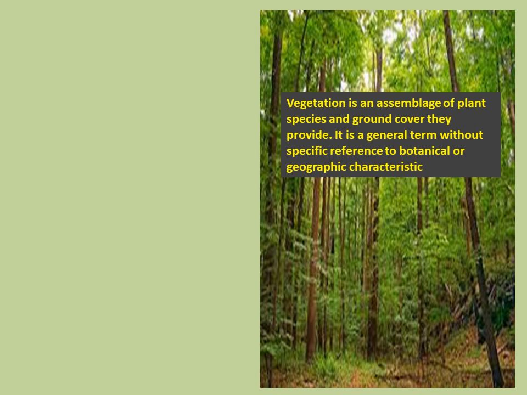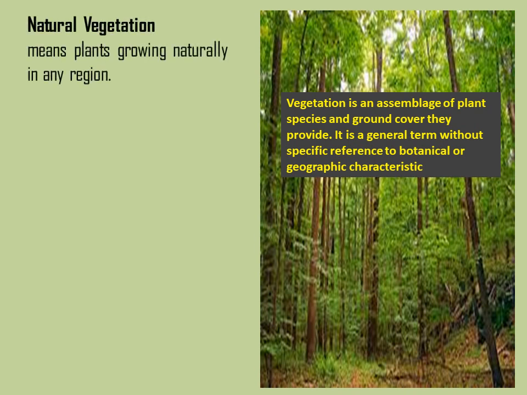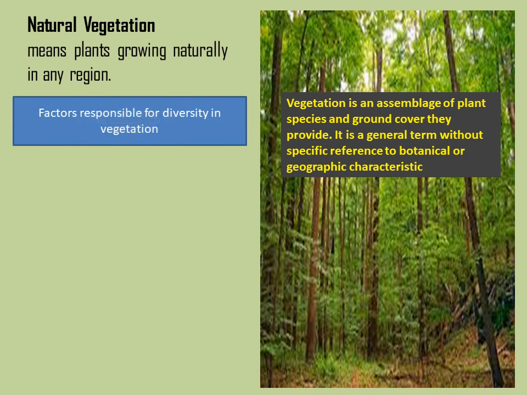So the first thing is, what is vegetation? We all know it is an assemblage of the plant kingdom. It is a general term without specific reference to botanical or geographic characteristics. Natural vegetation refers to a plant community which has grown naturally without human aid and has been left undisturbed for a long time. There is a huge diversity in vegetation.